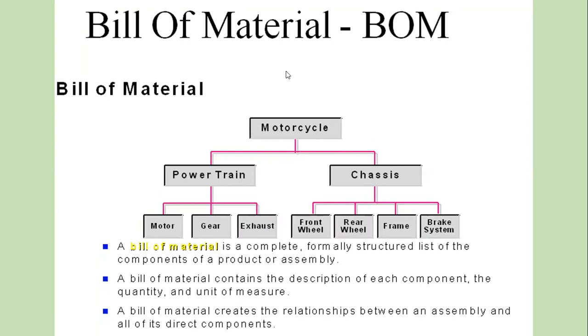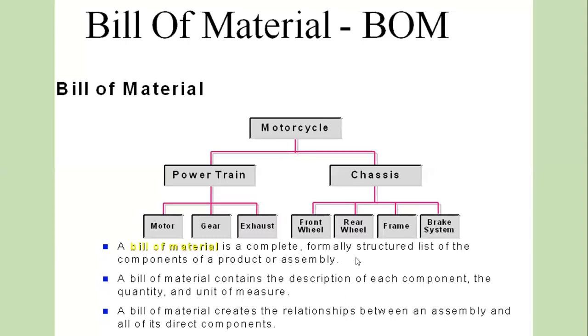So over here we have the example of a motorcycle which needs two assemblies. Now these are assemblies, top level. Assemblies, of course, are a phase in production, and in two parts a motorcycle is produced. So the powertrain needs a motor, an engine, the gearbox, and the exhaust. Well, the chassis requires the frame, the brakes, the rear wheel, and the front wheel.